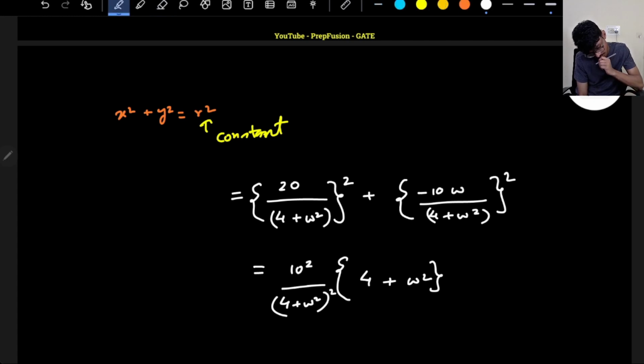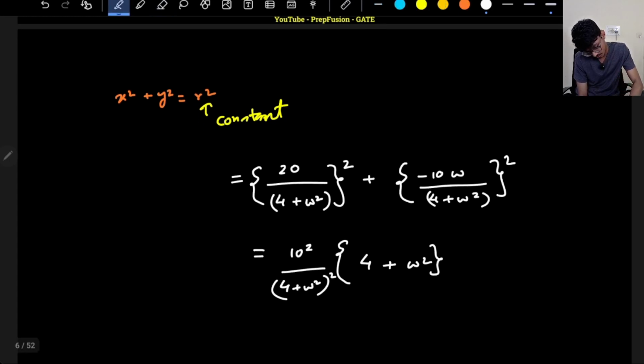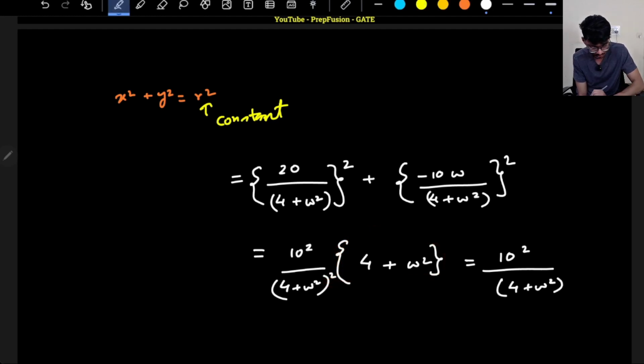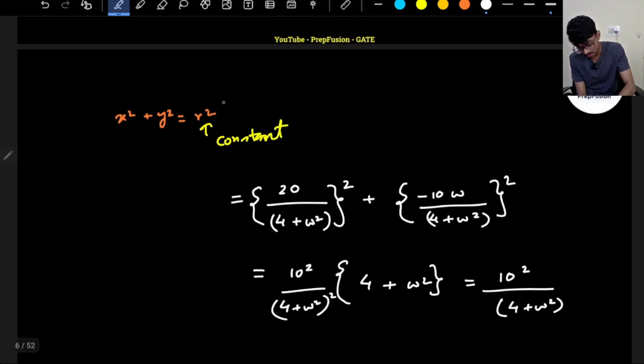Okay, am I missing something? Omega square is here. Okay, omega square cancels out. Yes. So this is 10 square, and one of these will get cancelled, so this will be 10 square divided by 4 plus omega square. Okay, now this equation was for the case when my center was at 0, 0.